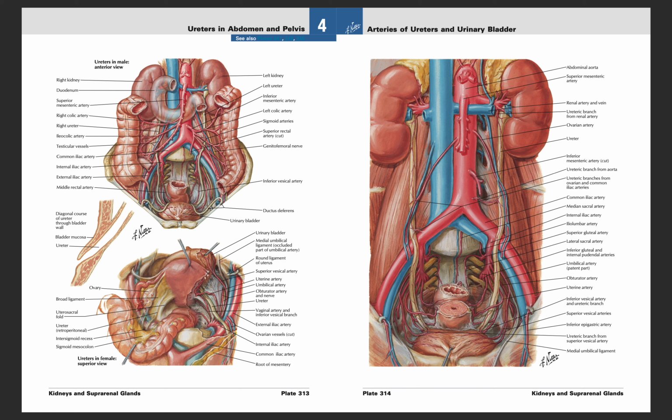Our today's topic is the ureter. We'll discuss the course of the ureter, its termination, and the arterial supply of the ureter. These are the main important SAQ questions in the university exam. So let's start right away.